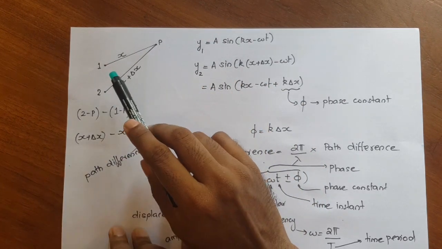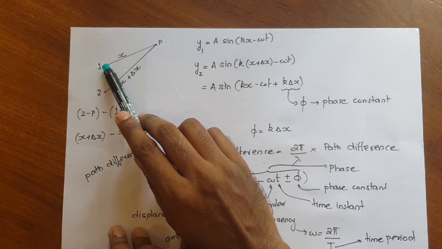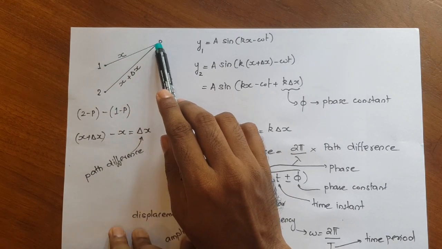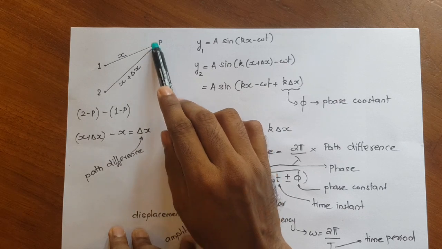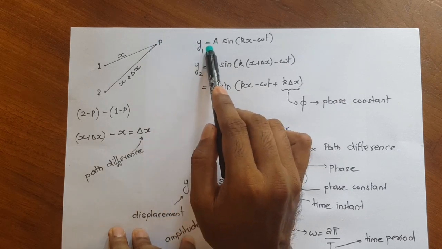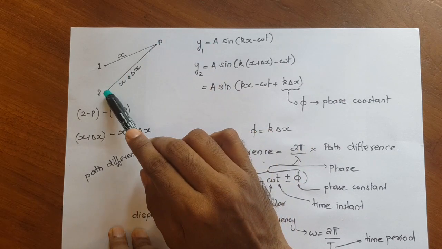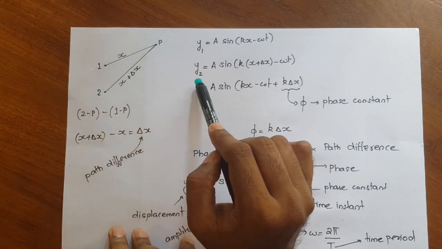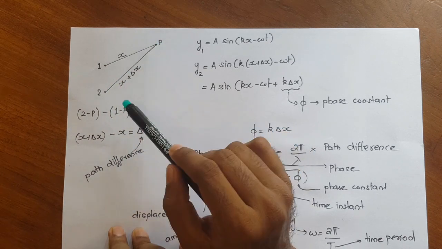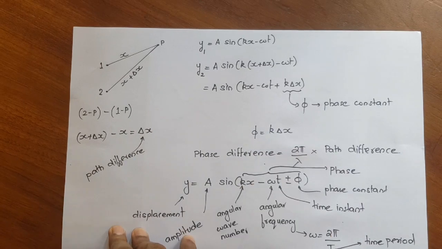If you think about this clearly, there is a wave traveling from point 1 to point P. This wave is trying to make a displacement on this point P, and that value is y1. And another wave from point 2 is trying to create a displacement y2 at this point P. So what do you think will happen?